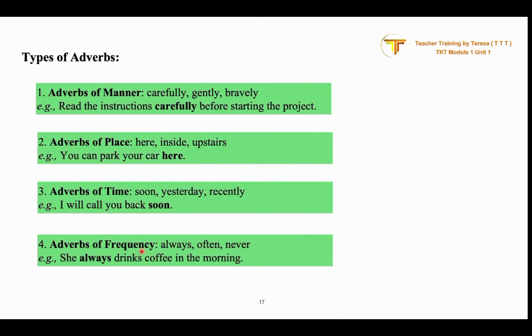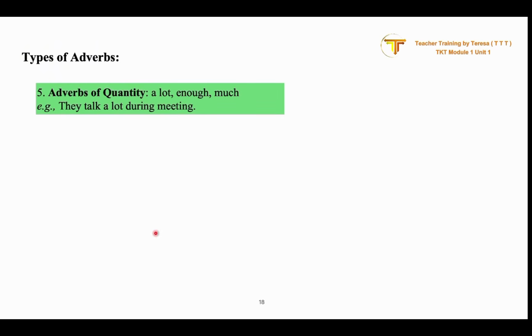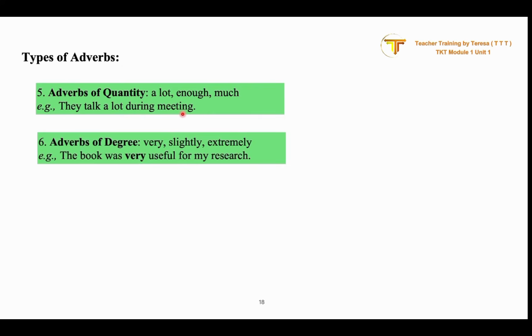4. Adverbs of frequency: always, often, never. She always drinks coffee in the morning. 5. Adverbs of quantity: a lot, enough, much. They talk a lot during meeting. 6. Adverbs of degree: very, slightly, extremely. The book was very useful for my research.